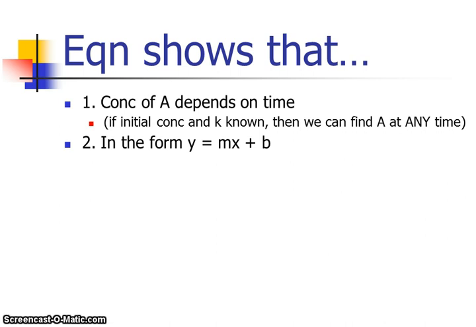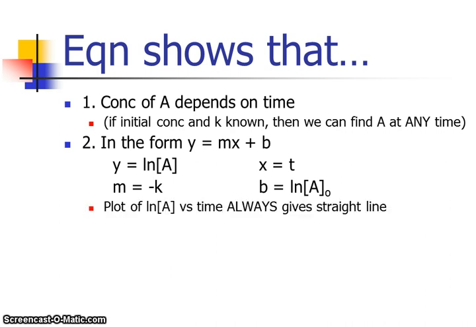we've got y equals mx plus b that we can apply since it's a straight line. Our y value will be the natural log of A. Our x value will be time. Our m value will give us negative k. And our b value will be the natural log of the initial concentration of A. So anytime we plot the natural log of A versus time, and we get a straight line, that tells us that that particular reactant is a first order reactant.